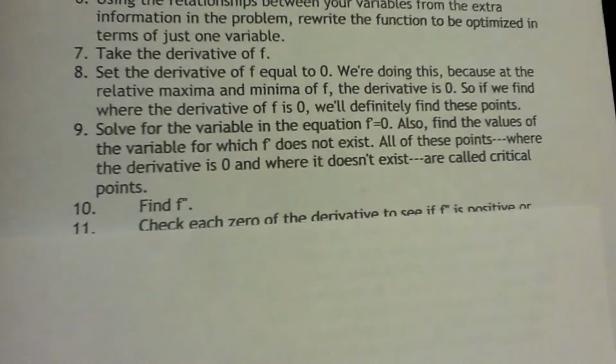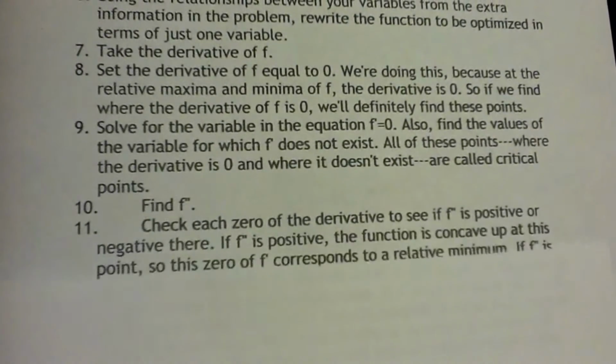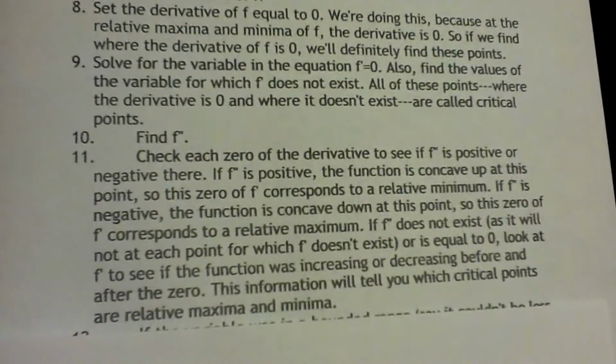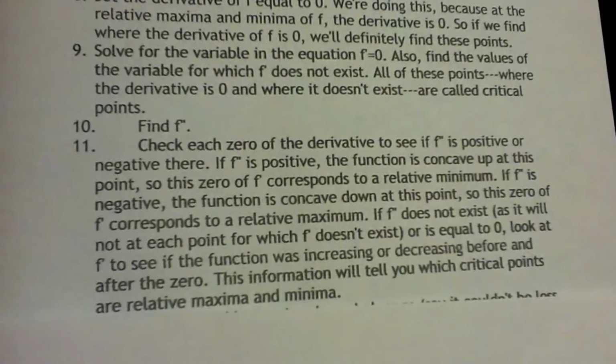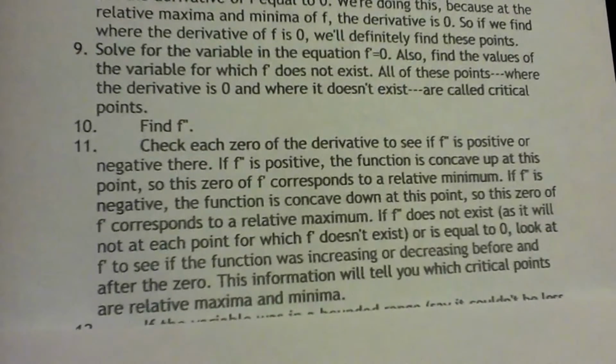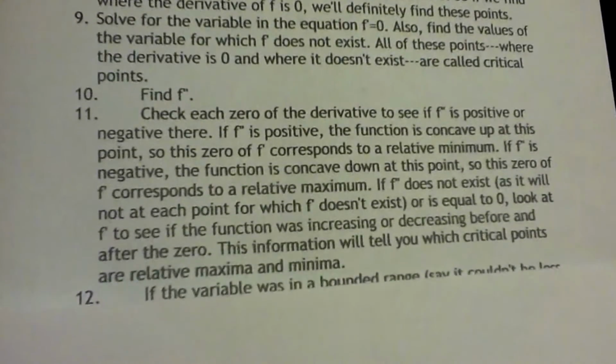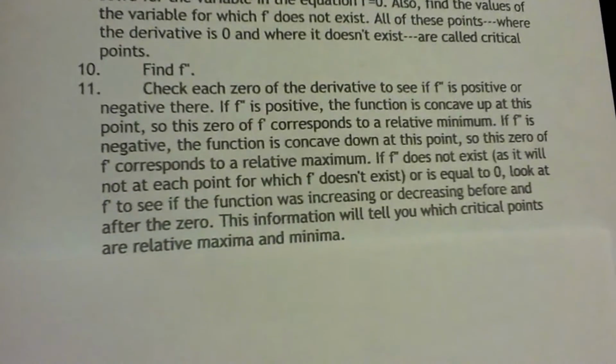The 10th step is find the second derivative. Step 11 is to check the zeros of the second derivative and find out if it is positive or negative. If it is negative, it is concave down. If it is positive, it is concave up.